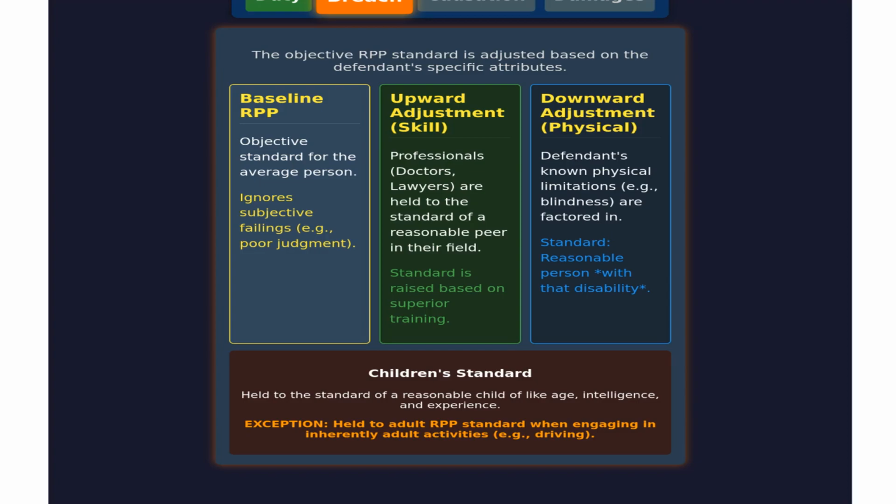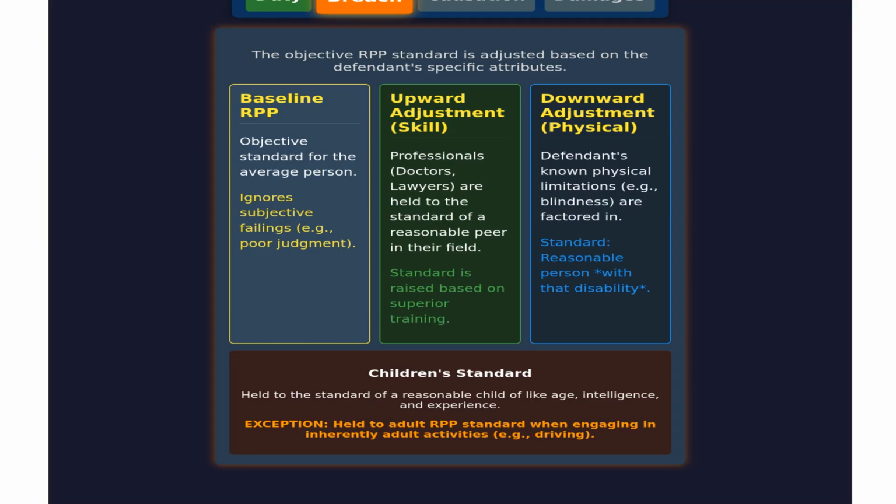While the reasonable prudent person standard is objective, the law recognizes that not everyone operates from the same baseline. Therefore, the standard is frequently modified. First, the standard is adjusted upward for individuals possessing superior knowledge or skill. A surgeon, for example, is not held to the standard of a layperson, but rather to that of a reasonably prudent surgeon practicing in good standing within that profession.